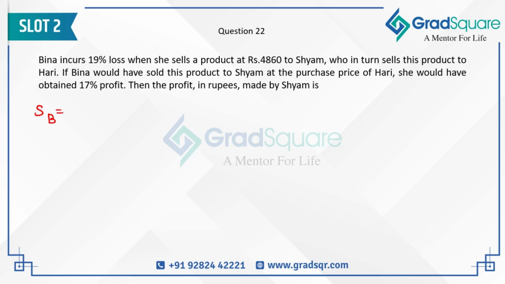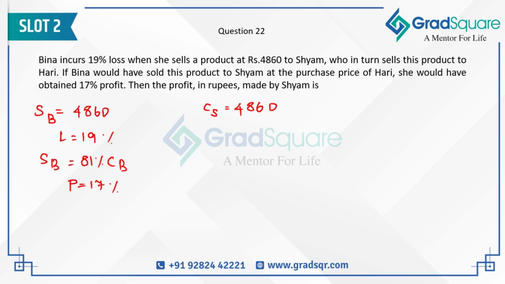Bina's selling price is 4860 at a loss of 19%, and the selling price of Bina is nothing but the cost price of Shyam, which is 4860. Now the selling price of Bina is 4860 at 19% loss, that is, this selling price is nothing but 81% of the cost price of Bina. If Bina wants to earn a profit of 17%, then she must have sold the product at 117% of the cost price. The price would be what?